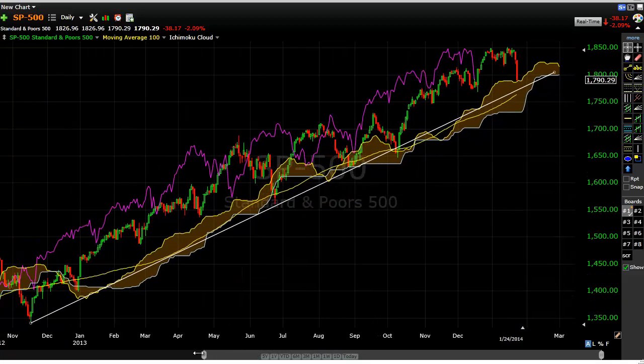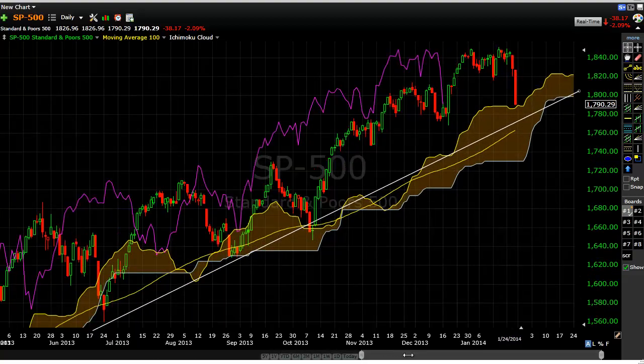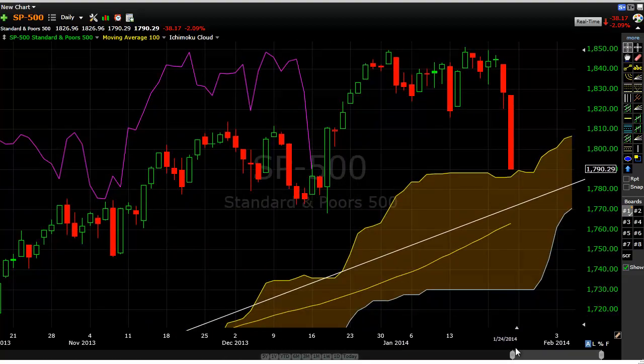And you can see that if we look back on this perspective also, we've been staying above this Kumo this entire time. And right now we're at a critical point, right? So let me go ahead and zero in here so we can see exactly what's going on with Ichimoku.